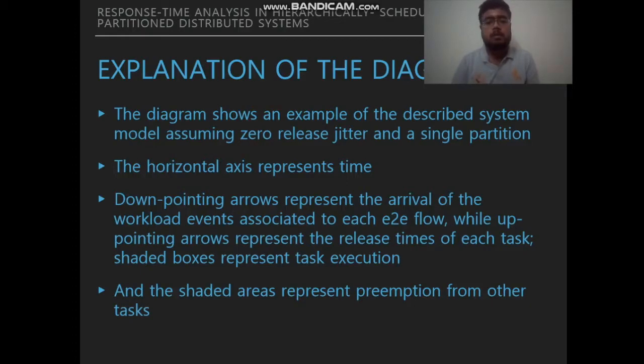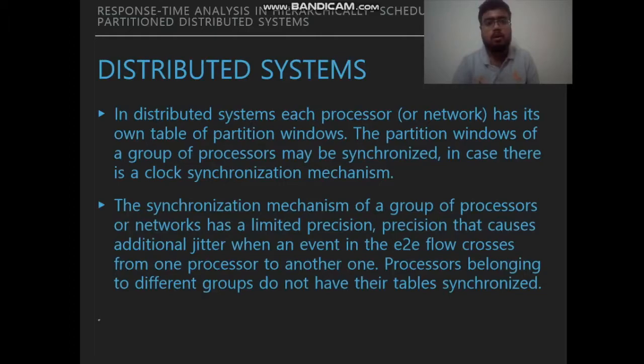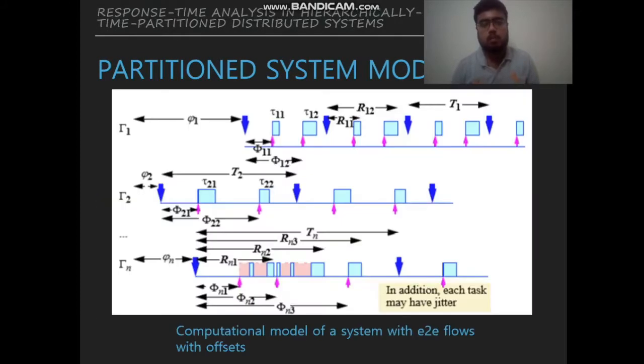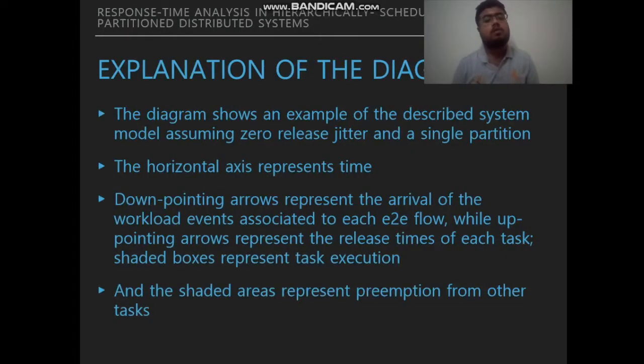The partition windows of a group of processes may be synchronized. This is basically done by a clock. We can have jitter, which is a problem in most systems that do not have clocks. The E2E flow processes from one process to another, processes belonging to different groups, do not have their tables synchronized because of the absence of a clock.